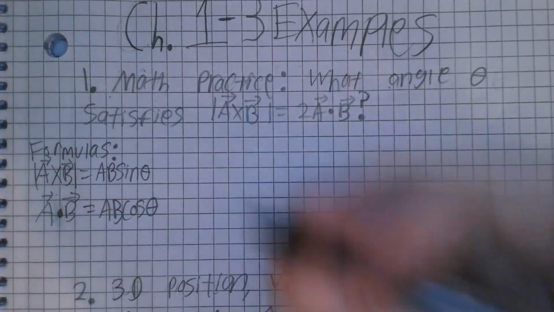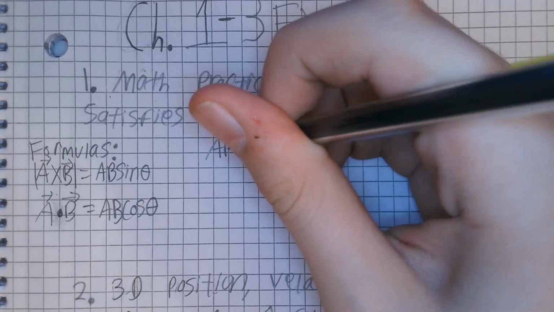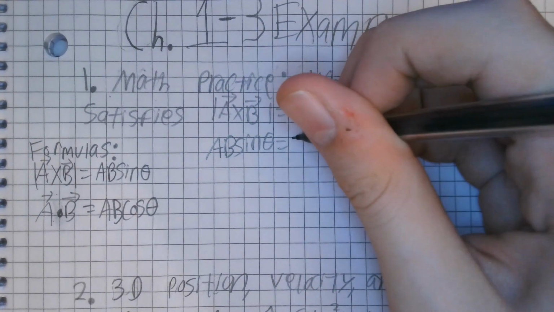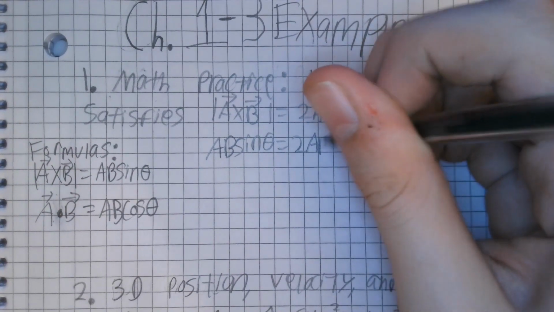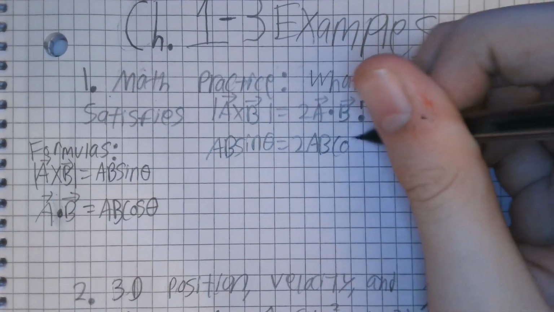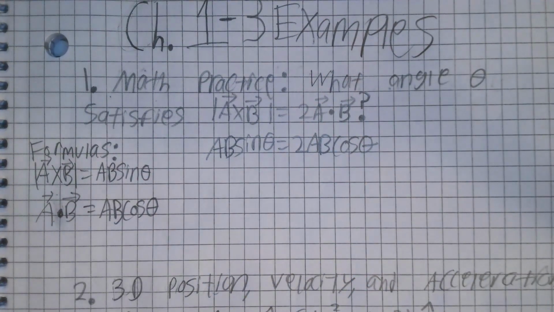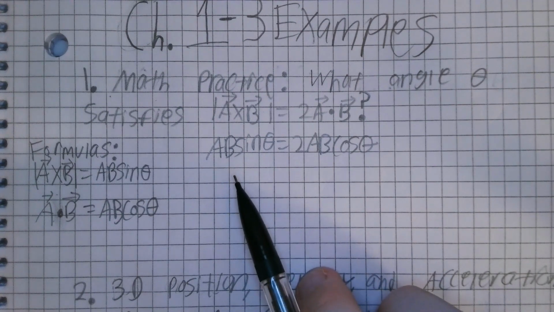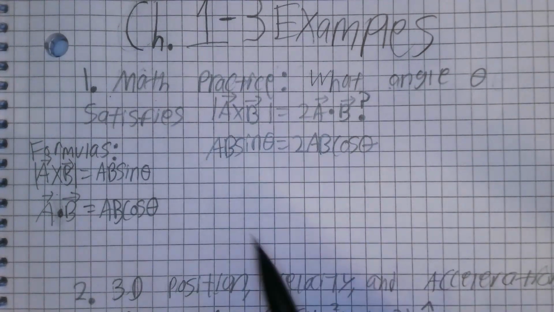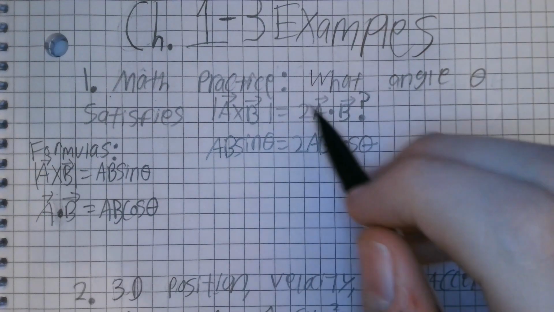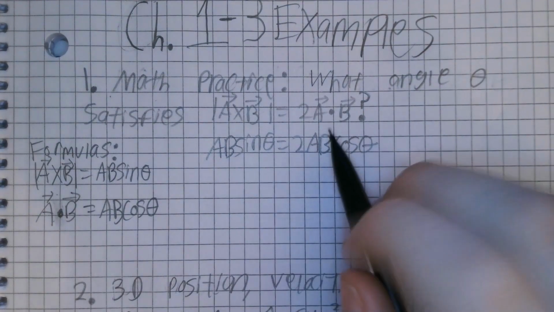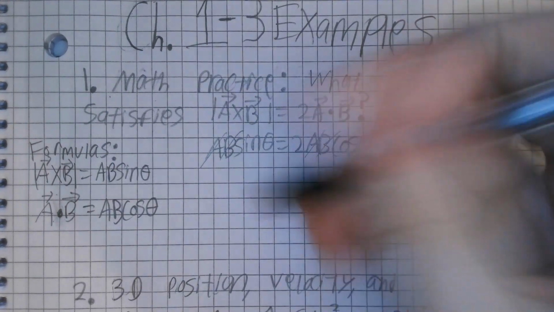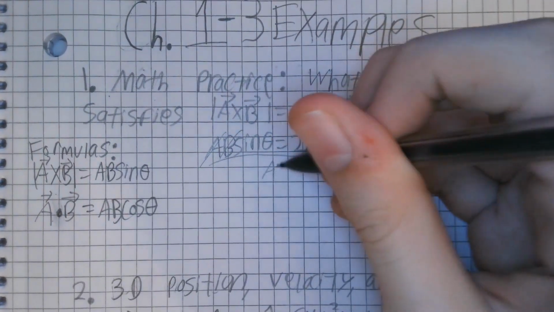All right? Well, now we can just go ahead and write this out like this. AB sine theta equals 2AB cosine theta. Okay, what are we instantly noticing? We have an A and a B on this side, and A and B on this side. It does not matter what the magnitude of A and B is, so long as it is the same A and the same B on each side. Go ahead and cross these out, because we'll just divide either side by AB.